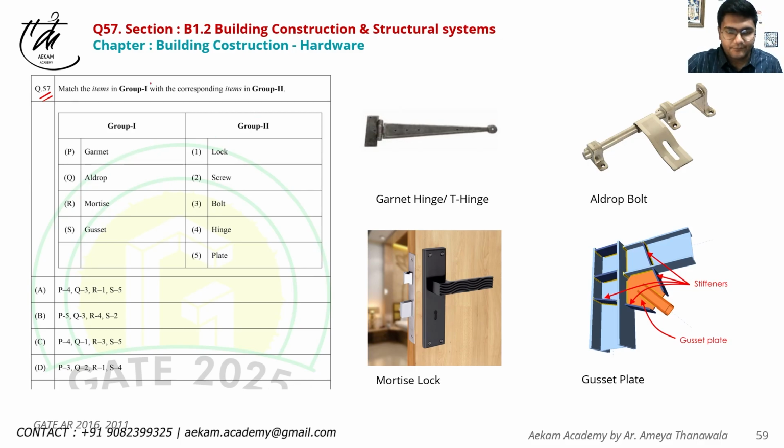So if you see, garnet will be definitely associated with hinge. It is a T hinge, which is generally used for door closing in wet areas or washrooms where you typically want the door to quickly close down. So this is garnet hinge. Second is aldrop. So aldrop is associated with bolts.